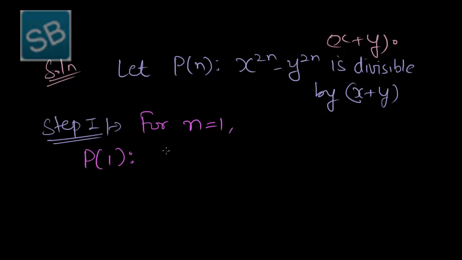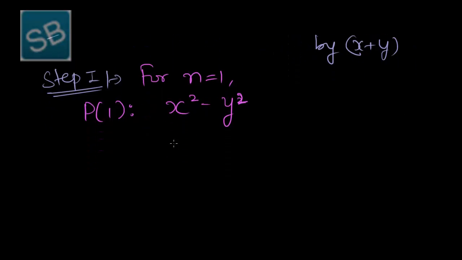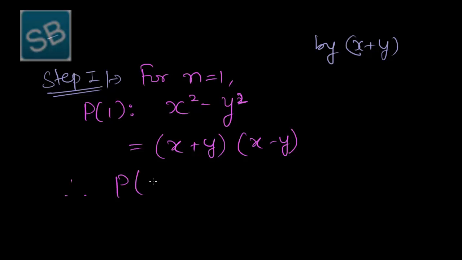P of 1 is x raised to power 2 minus y raised to power 2. By substituting n is equal to 1, we get x square minus y square. And the factorization of x square minus y square, according to a square minus b square, is x plus y into x minus y. So as we can see, P of 1 is a multiple of x plus y. Therefore, the result is true for n is equal to 1. Therefore, P of 1 is true.